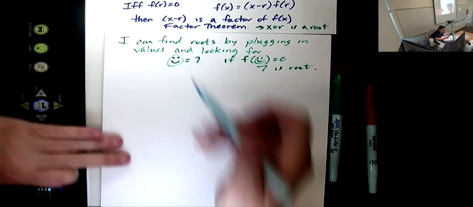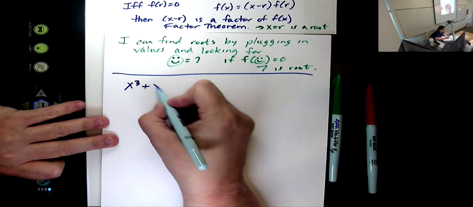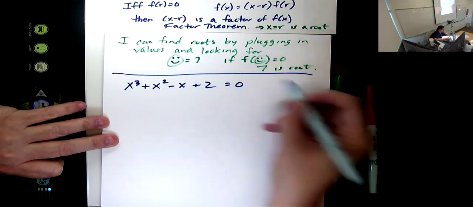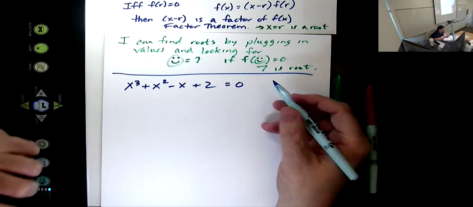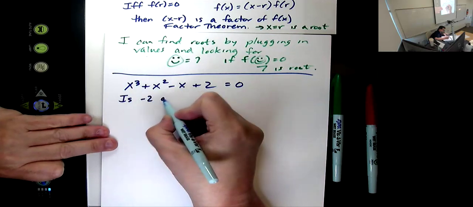So let's take a look at one here. I've got x cubed plus x squared minus x plus 2 equals 0. Is -2 a root?